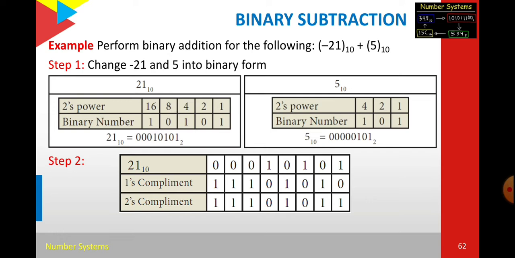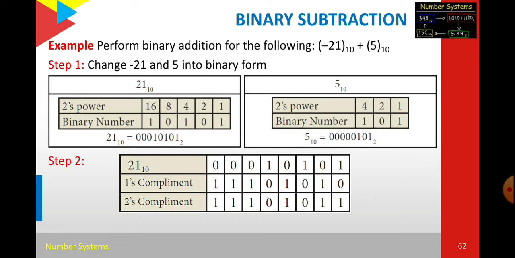How can we find the twos complement? First you find the binary number of the positive decimal number 21 base 10. Then you find the ones complement of that positive binary number, and then we add 1 to that ones complement, and we get the twos complement of the given number. Recall the concept of the twos complement method. Can you remember how we find the twos complement?